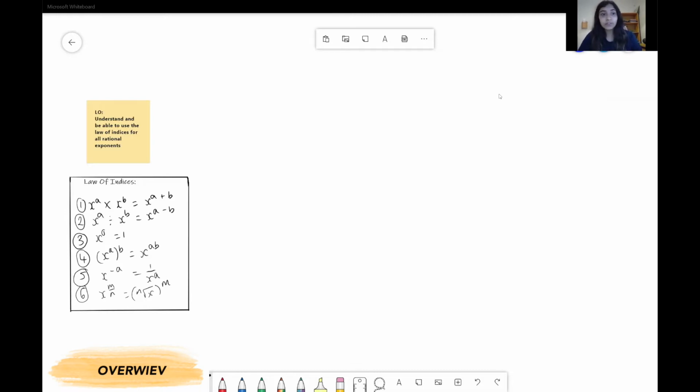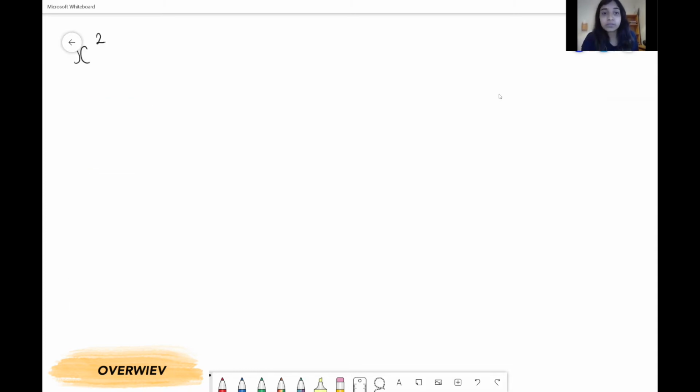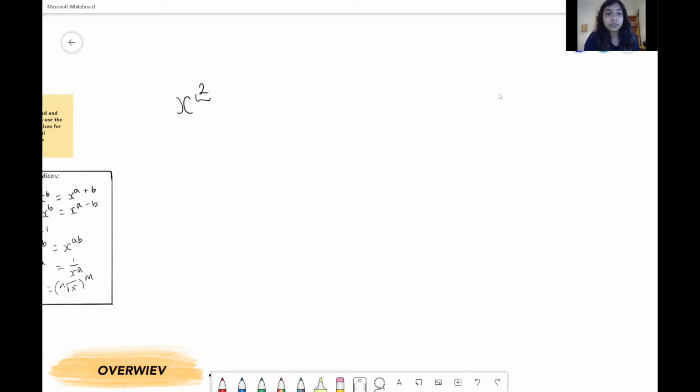So the learning objective of this lesson is to be able to understand and use the law of indices for all rational exponents. To take you through this, first of all, you need to understand what an index is. Let's say you have x to the power of 2. The index is just the little number, the little 2, that you see on top of the x. That's saying how many times you need to multiply x by itself. So if it's x to the power of 2, it means you multiply x by itself twice, so you get x times x. And indices is just the plural of index.